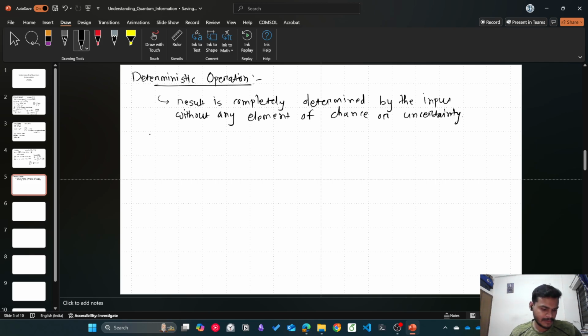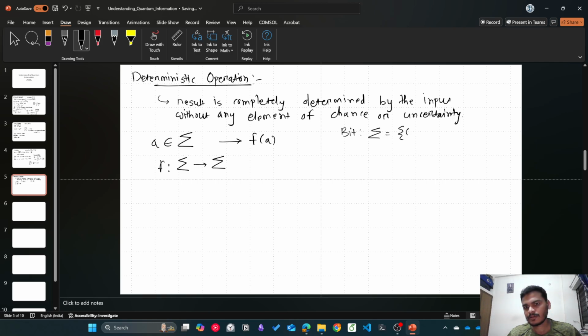So let's consider a state a, which belongs to the set of all states for the classical system, sigma. When we apply a deterministic operation, let's say it converts to f(a). So this f is an operation that takes an element of this set sigma to another element of the set sigma, or maybe the same element. Let's take an example. Let's consider our usual example of a bit. Then our sigma becomes {0, 1}.